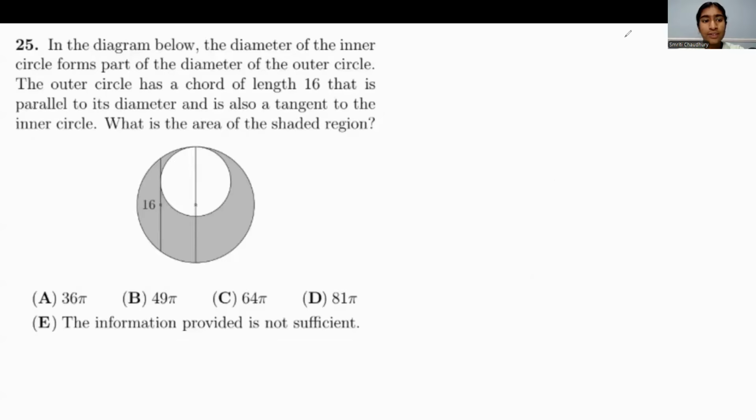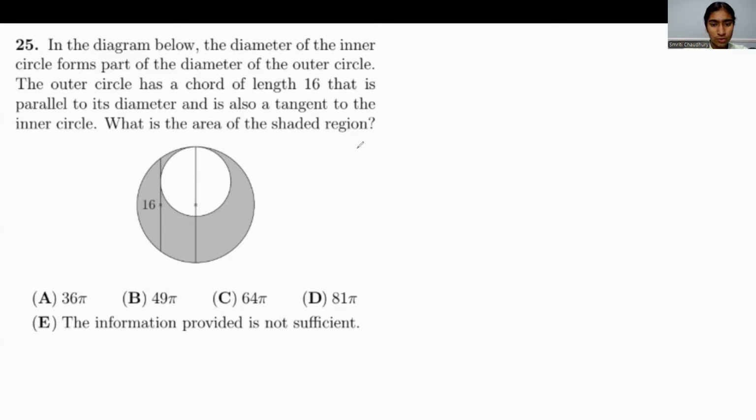Number 25. In the diagram below, the diameter of the inner circle forms part of the diameter of the outer circle. The outer circle has a chord of length 16 that is parallel to its diameter and is also a tangent to the inner circle. What is the area of the shaded region?